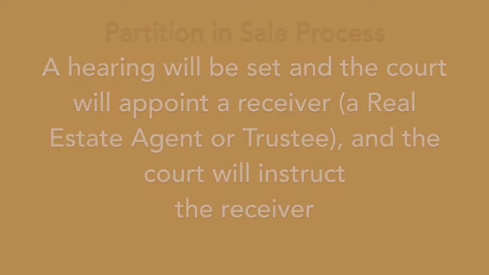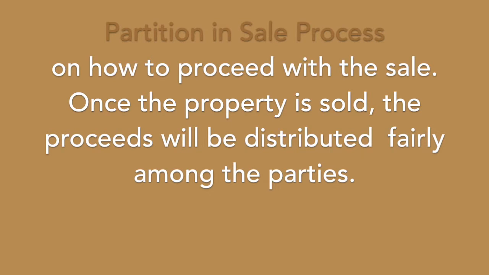Once the receiver is in place, an order will be issued for what the receiver should do and how they should handle it. Once the order is entered, the receiver has the ability to control the property and sell it for the fair market value. This is done without the involvement really of the common owners because the receiver now has control over the property. Once it's sold, the funds are deposited into the court and an order is entered dividing the funds fairly among the common owners. And so this is a short overview of the partition process.